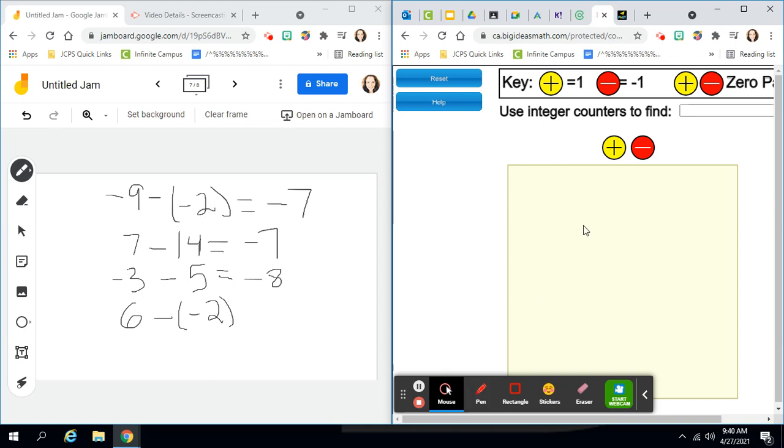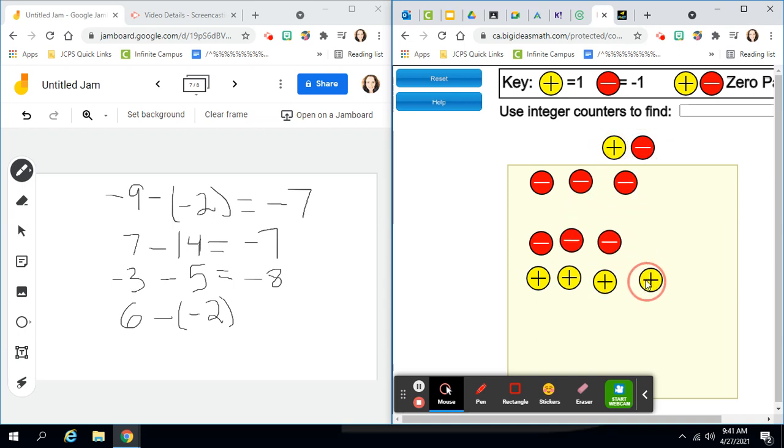And let's go ahead and try it here. So for this one, I'm going to show you something a little different. So we did start with 3 negatives, right? And it tells us to take away 5 positives, and we've run into that problem again. We don't have 5 positives. So what we can do is start by putting on 0 pairs. So I'm going to do that until I have 5 positives that I'm able to take away.